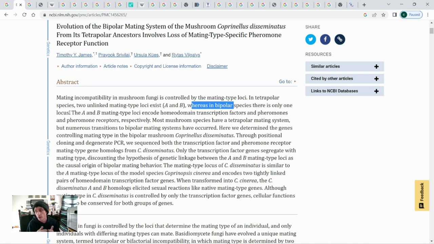Loci are essentially locations within the DNA where they need to not only be opposite, because we're learning that mushrooms are more complex than we can comprehend at the moment, but there are specificities within these mating systems. Even if they're different, it's not necessarily a given, but if they're the same, it most likely will not work. So how you could imagine a bipolar system is it has to have a homeodomain transcription factor, which is pretty much just saying either yes or no.